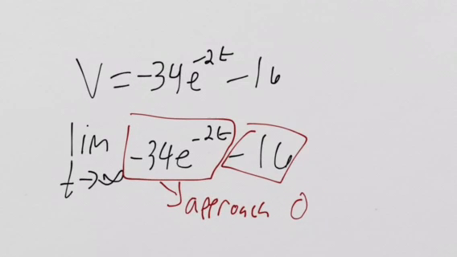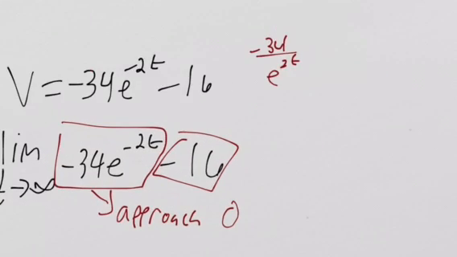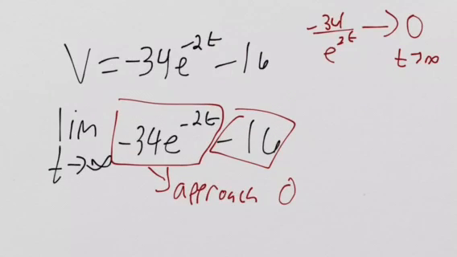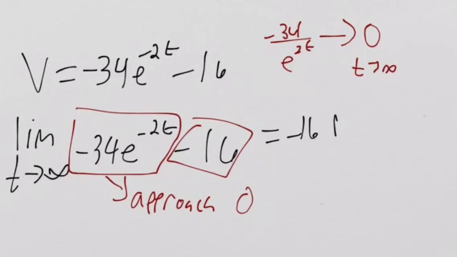because we can rewrite it as -34 over e to the positive 2t. And as t goes to infinity, this denominator is going to become massive, which is going to make this approach 0 as t goes to infinity. So then if that approaches 0, -16 is unchanged. That means that we're just going to approach -16 feet per second. And that is our terminal velocity.